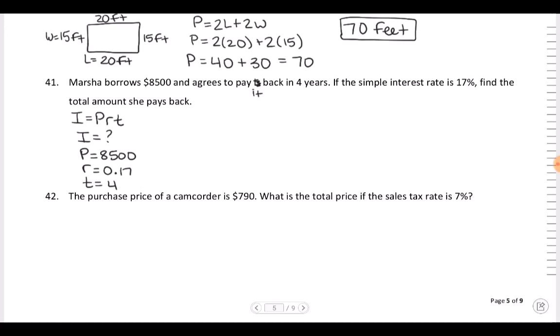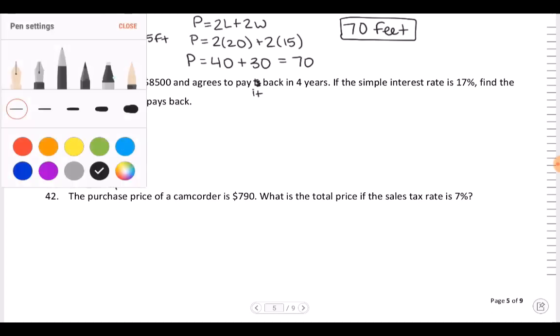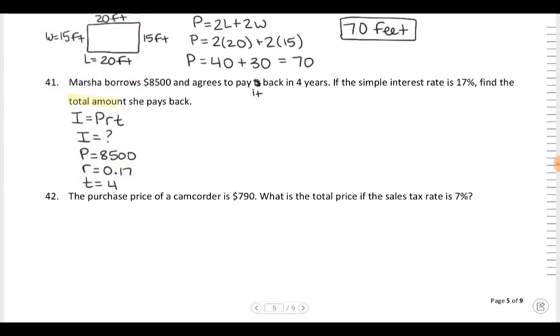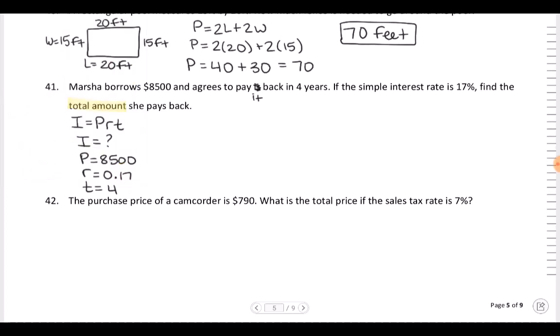Okay, now the total amount is kind of an important distinction here. The formula is only going to tell me the interest. And we need to know how much she has to pay back. Well, she's going to have to pay back that $8,500 plus the interest, right? So the total is going to be the principal plus the interest, right? So that 8,500 plus whatever we find for the interest. Okay, so interest is 8,500 times 0.17 times 4.